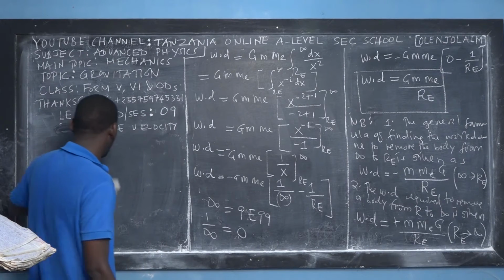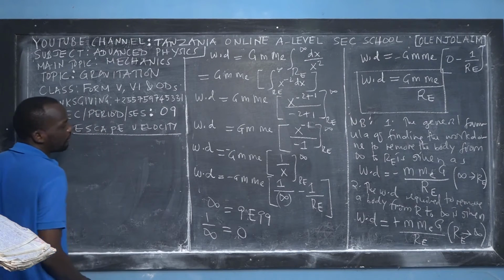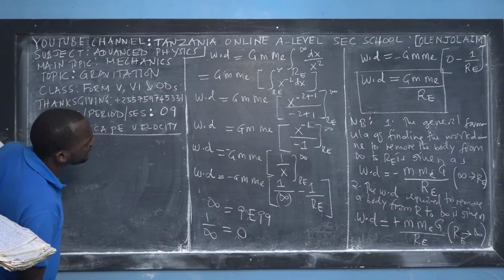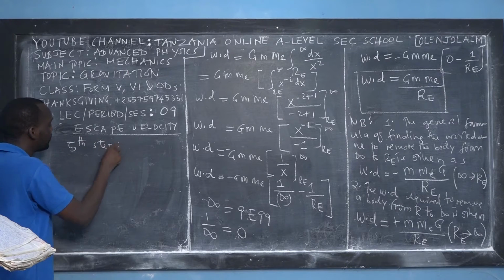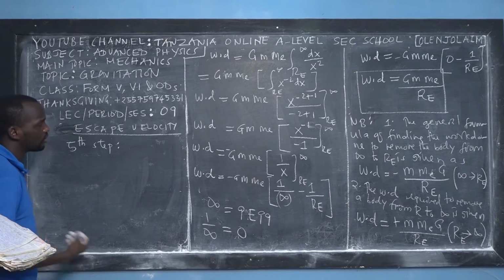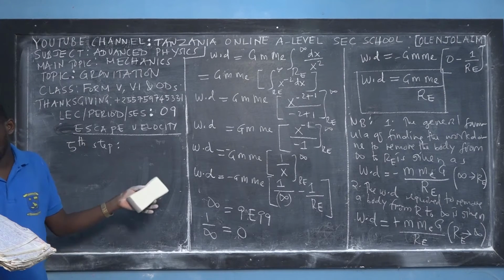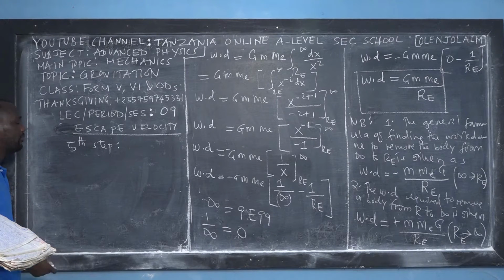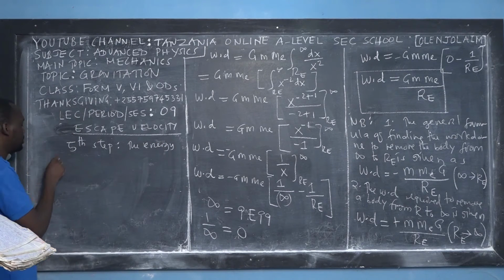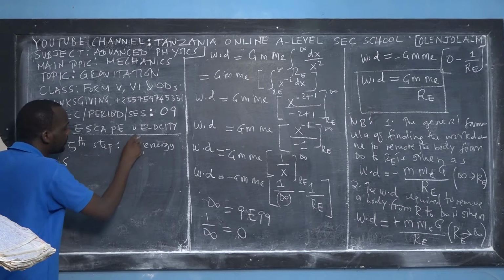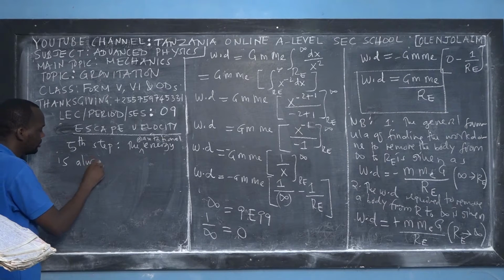So let us continue with our business of deriving the general formula that will help us to determine the escape velocity of a body. So we have been in the 3rd or 4th step, something like that. I don't remember which step, but let me call it the 50th step. Because our intention is looking for the escape velocity, we say that at the 50th step, the gravitational energy is always conserved.